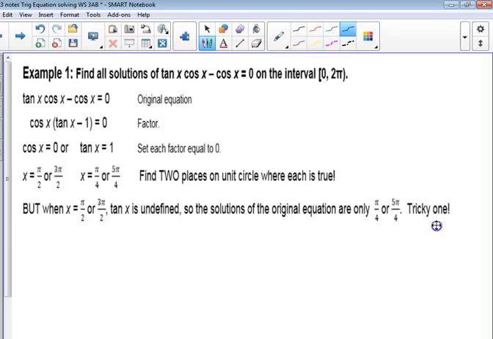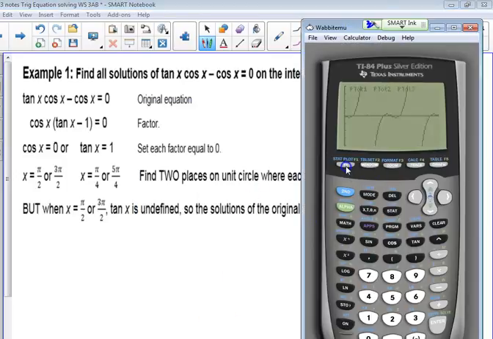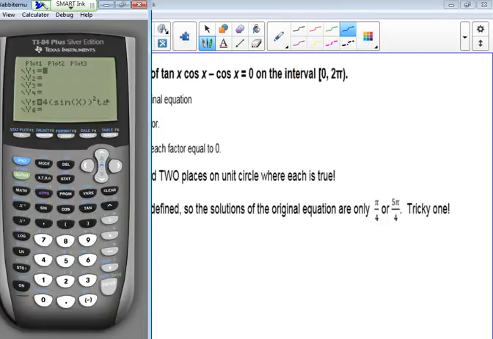I will tell you the way to check these. Let me show you real quick. Can someone read me the original question here? One second. What am I doing? Down, down, down, down, clear.